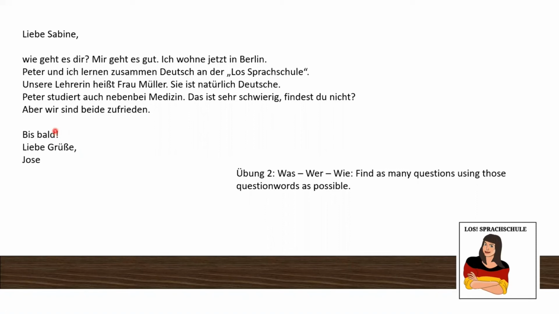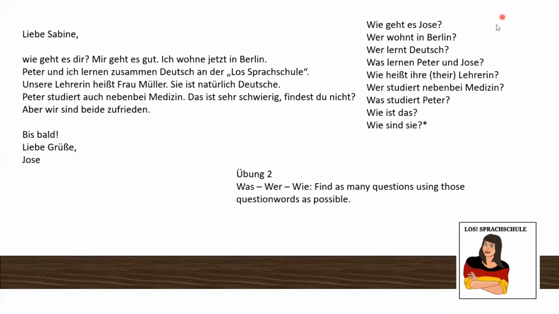Okay, the vocabulary, I kept it as simple as possible, of course. Try to find as many questions as you can. So don't think it's only 3. I can tell you it's at least 8 or 9 questions that are practically possible with only was, wer, and wie. The ones that I found, maybe you found even more, are here written on the right side. We will check them out together.